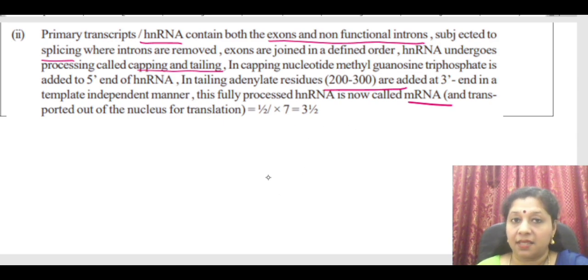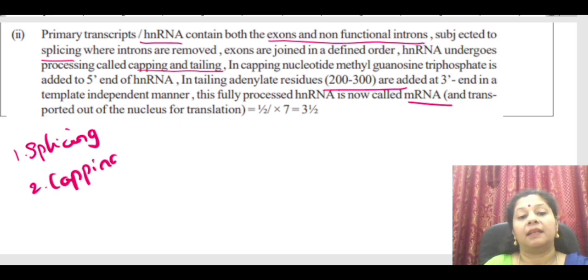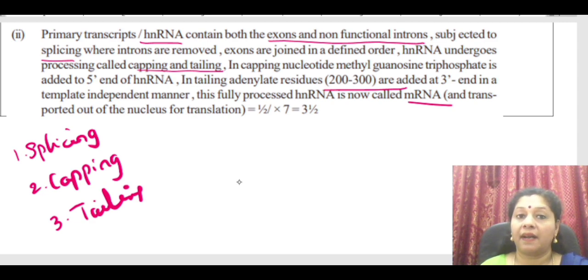So this can be asked in a different way. What are the post-transcriptional modifications? So there you have to say it has to undergo splicing, then capping and tailing. Complexity, if asked, compared to prokaryotes, that is RNA polymerase also you have to mention.